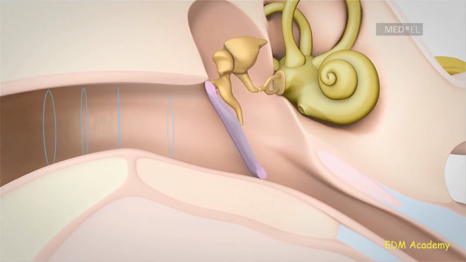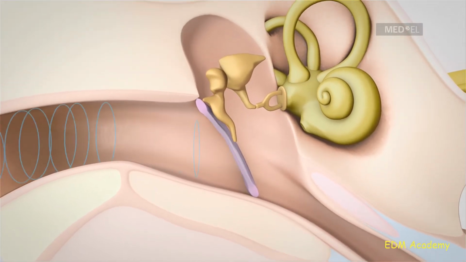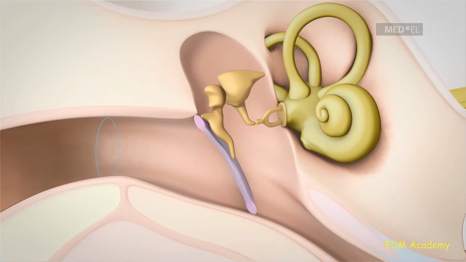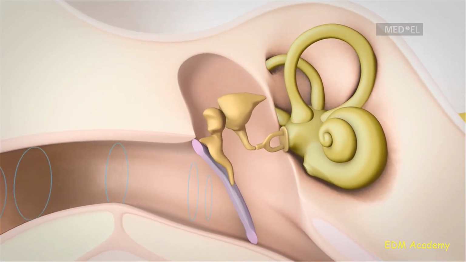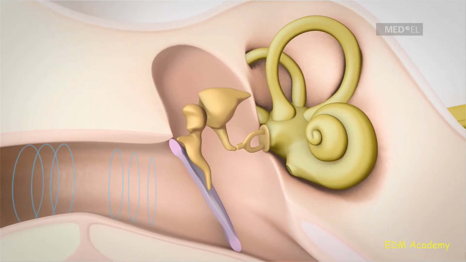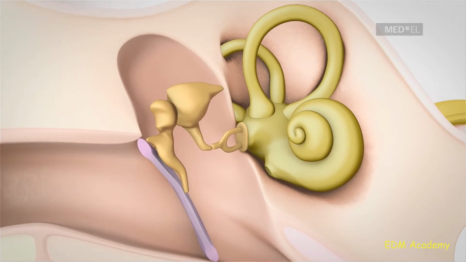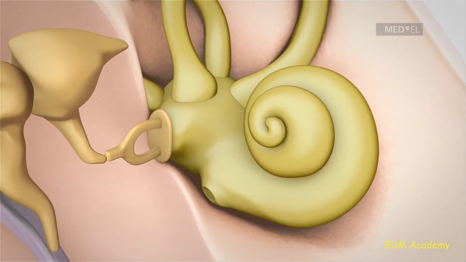As the eardrum begins to vibrate, it sets the ossicular chain in motion. The ossicular chain consists of the hammer, anvil, and the stirrup. Sound vibrations move along the ossicular chain and into the inner ear. Within the inner ear, the cochlea plays a central role.